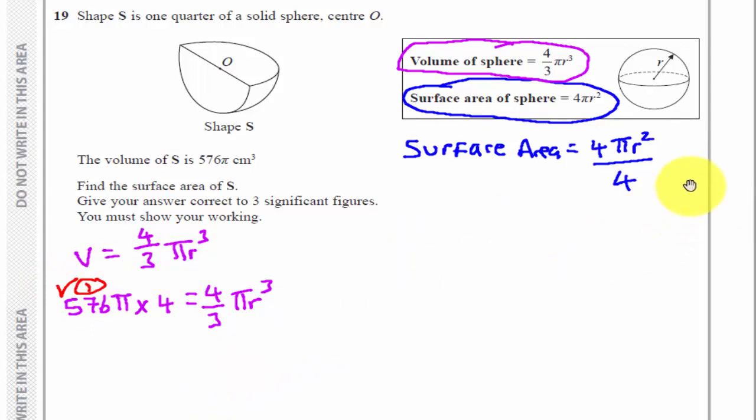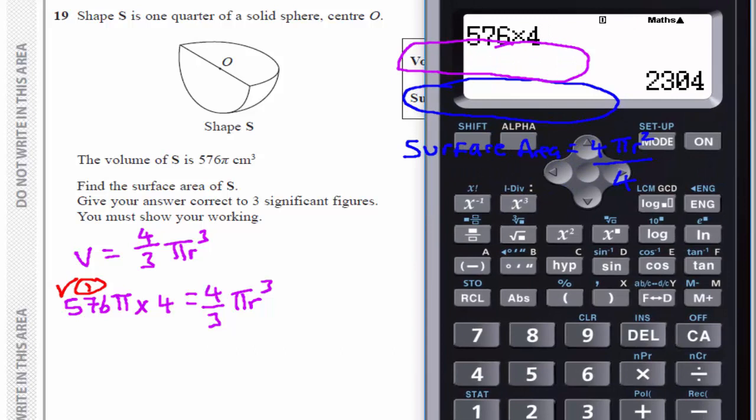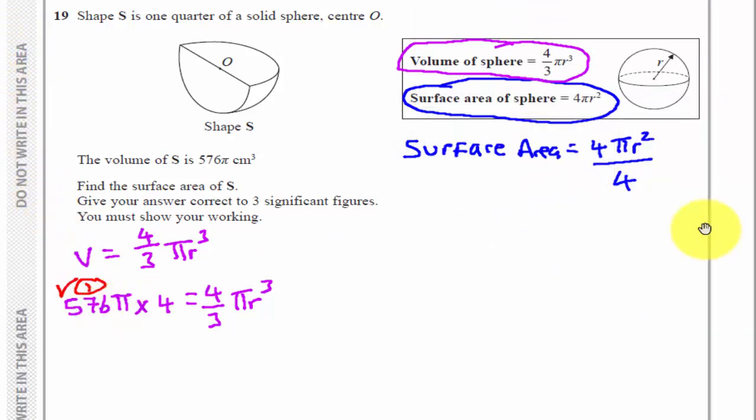If I pick up my calculator and do 576 times 4, you can see I get 2,304. So 2,304 pi equals 4/3 pi r cubed. The reason why we have pi there is that we keep it as an exact answer. If I then times it by pi, I will get a decimal number and the rounding brings some error. I'm doing this because I'm trying to work out what the radius is so I can substitute it into the formula over here.